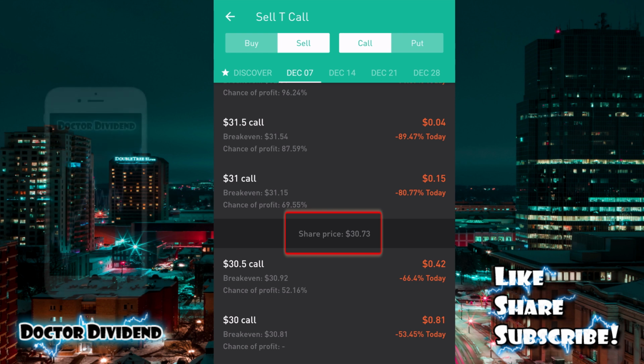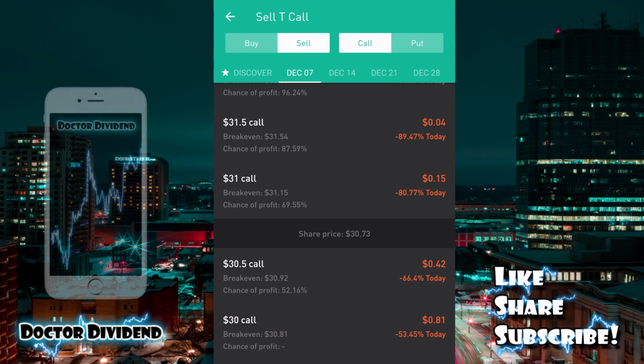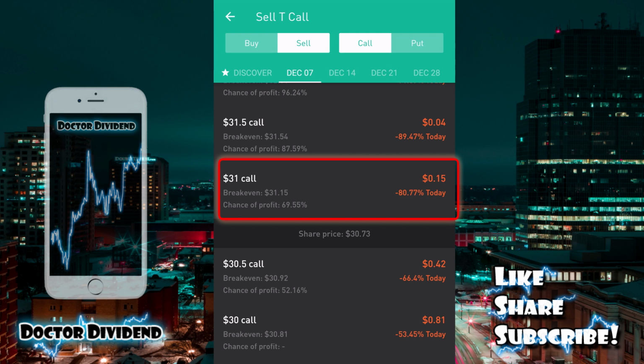If you enter into a $31 call, you would hope that if you sold the contract off, the stock would never get up that high, the contract would expire worthless, and you would get the 15 cents per contract which you entered into. So you're required to do that. If the stock got to $32, for example, you would be required to sell at $31, losing $1 of upside potential. So essentially you'd be risking losing that upside potential for that options premium.